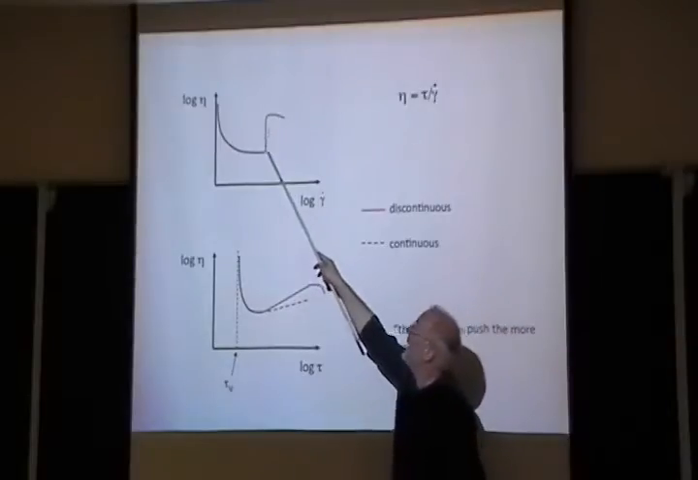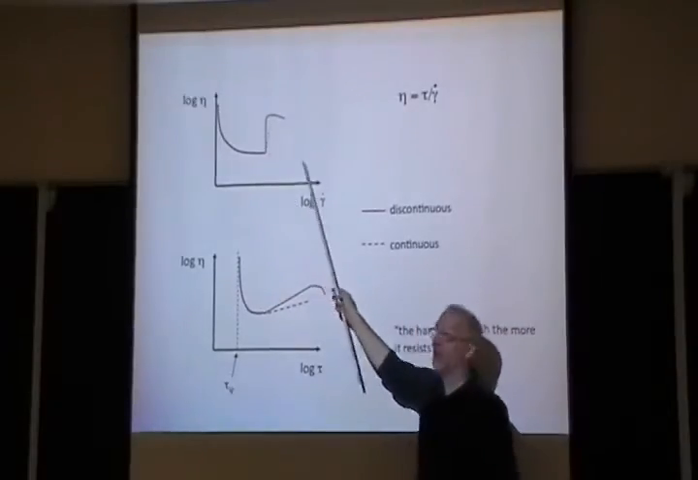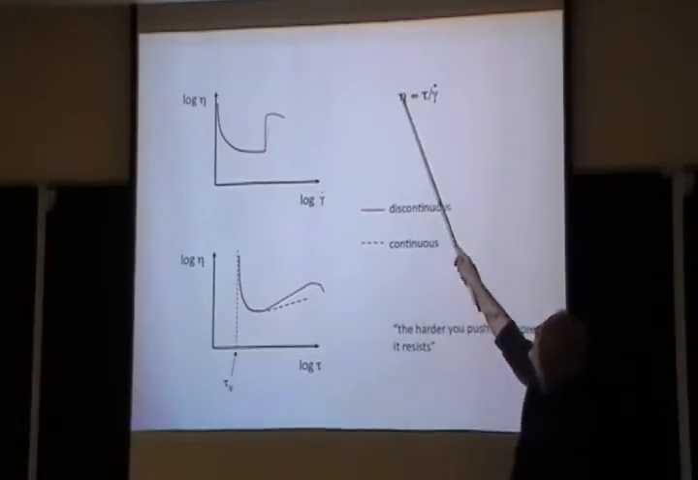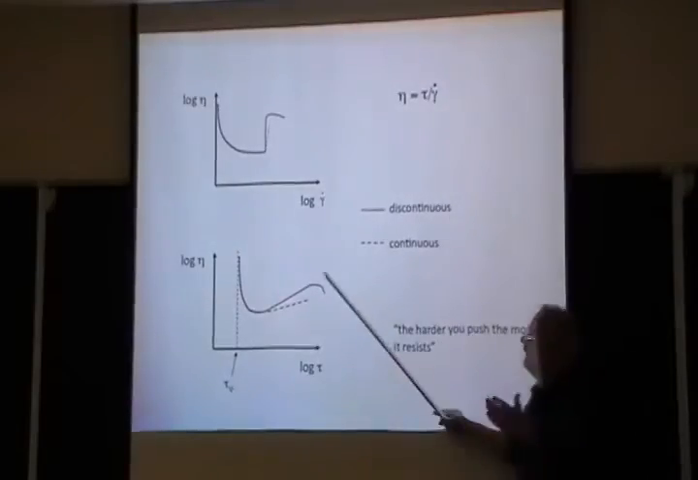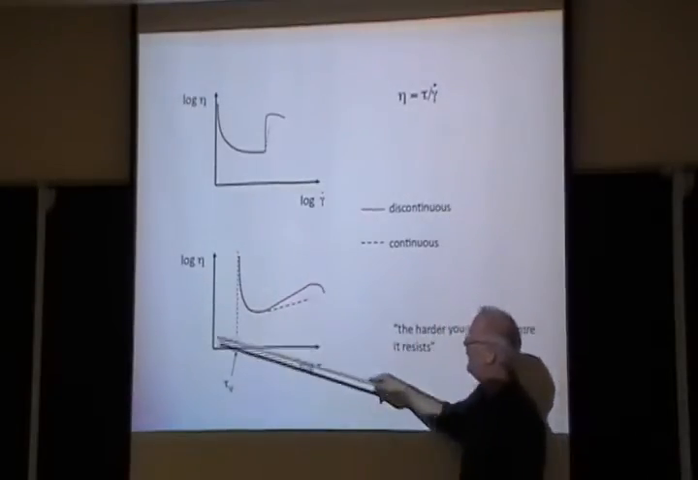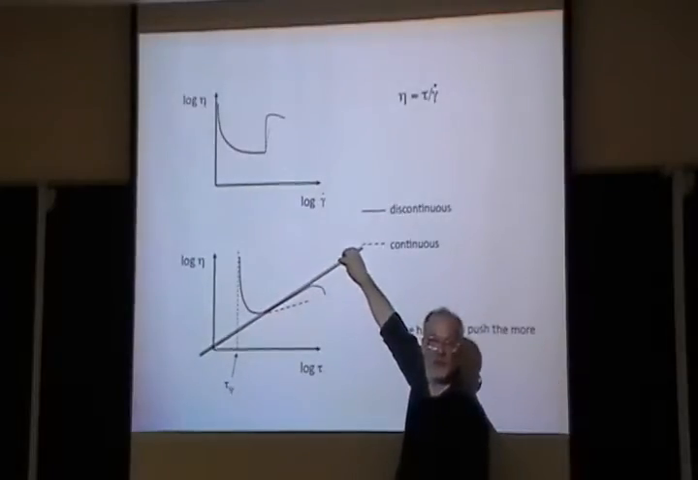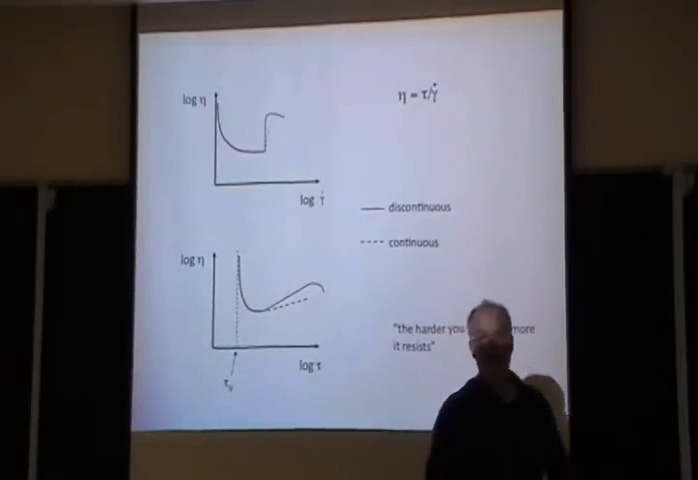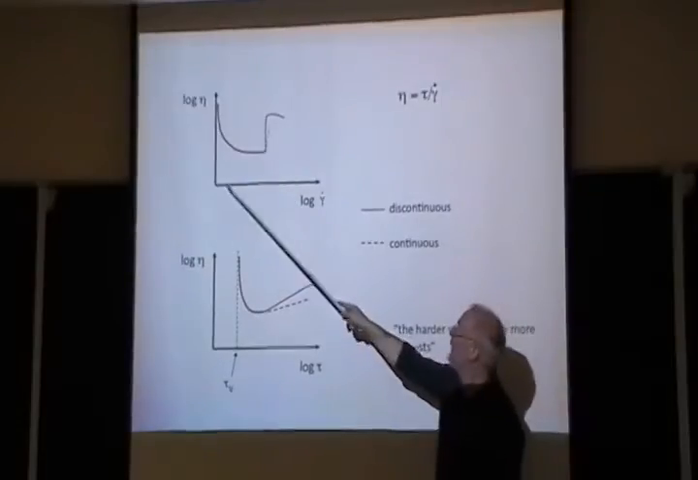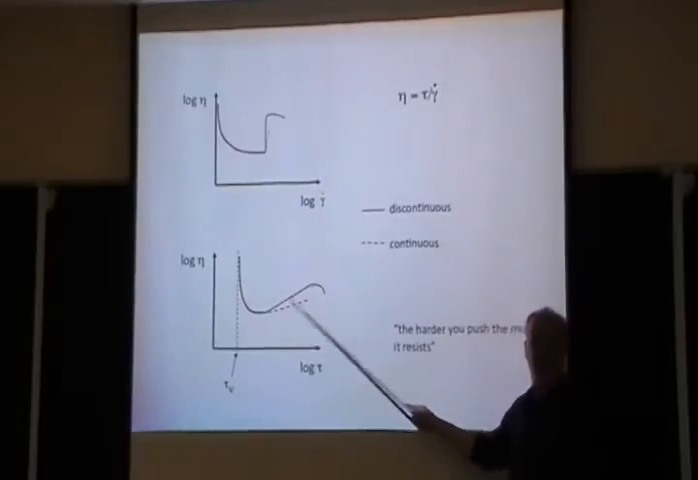So at this point, gamma dot is essentially constant, which means that eta is proportional to tau. That is just a way of saying if I plotted the same data as a function of tau, I get a slope 1 here. So this is called discontinuous shear thickening. And a vertical jump on this plot corresponds to a slope 1 on this plot.